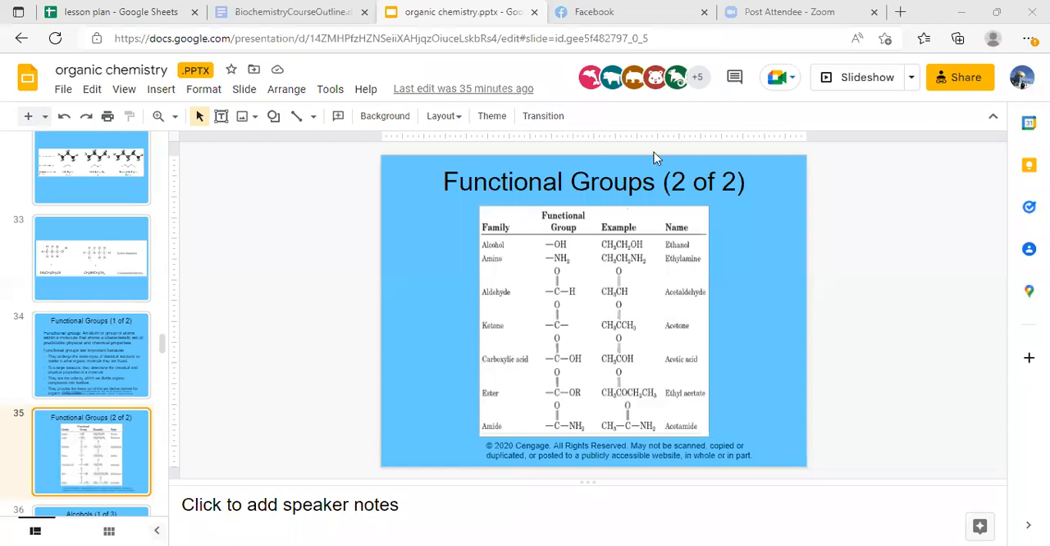Okay, so yan, alcohol is one of those groups. Ethanol, amine naman, NH2, you call it ethylamine. Yung aldehyde, nasa dulo siya, makikita siya, double bond O, tapos may H.